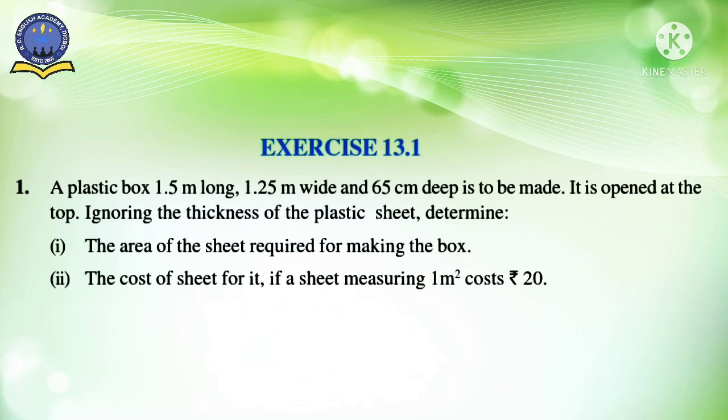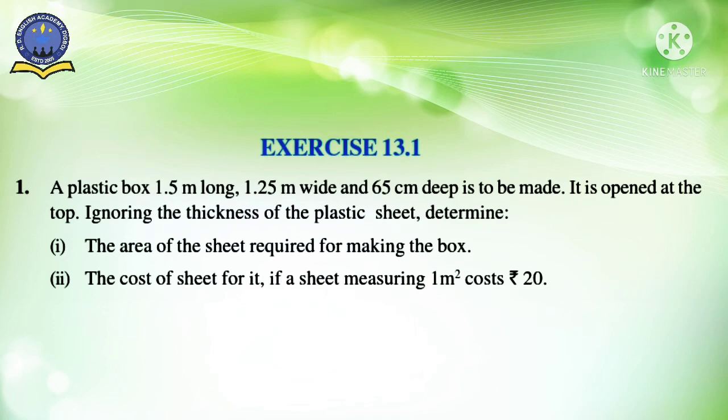A plastic box 1.5 meter long, 1.25 meter wide and 65 centimeter deep is to be made. It is open at the top. Ignoring the thickness of the plastic sheet, determine: the first one, the area of the sheet required for making the box, and the second one, the cost of the sheet for it, if a sheet measuring 1 meter square costs ₹20.